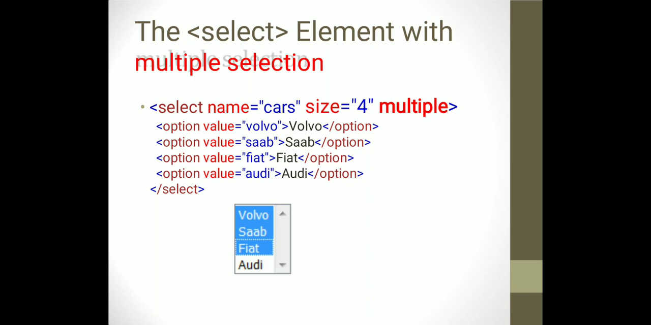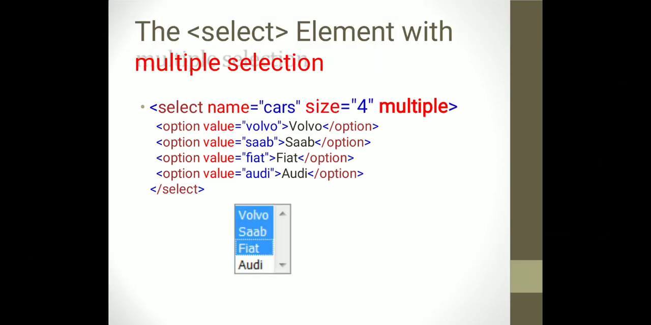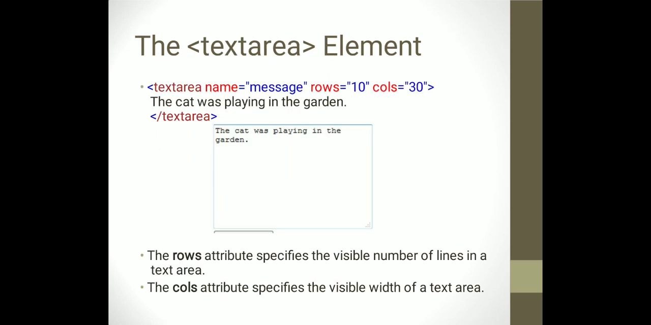Okay. So in the example you can see here, I have just used select name cars. Okay, only the options I have passed. In this second example you can see select name cars and size is provided as 4 and multiple. So that number of multiple choices can be selected in the select element. Okay. Then the text area, how to occupy the text area and how much text area you want to give as space to the user. So all these things can be managed with the text area element.